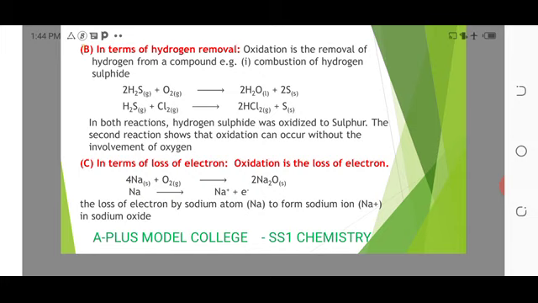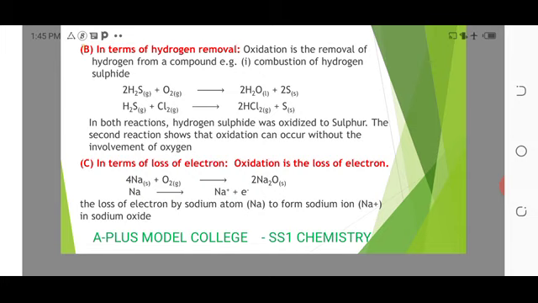An example of this is the combustion of hydrogen sulfide. Look at the first equation. When you say a material combusts, that means a material burns. Look at the H2S there, that's hydrogen sulfide plus oxygen gas. You can see that the hydrogen sulfide has turned to water and sulfur, as we can see that the oxygen has been taken up and the hydrogen has been removed from sulfur.